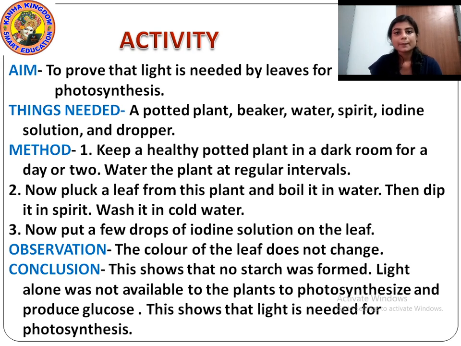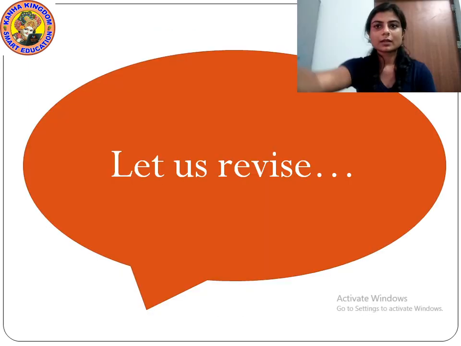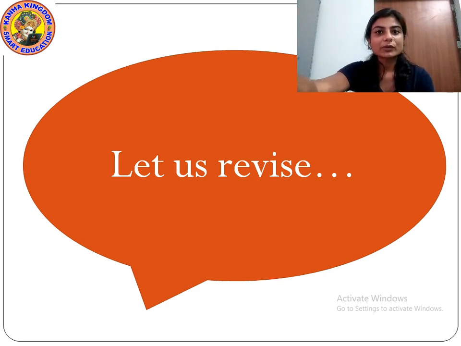Understood? So students, what did we study today? We studied about the green plants. Yes or no? And all the plants are usually green in color. All the plants that we see around are usually green in color. There are very few plants which are not green in color. And why are these plants green in color? Because of the presence of chlorophyll pigment that is present in the leaf of green plants.